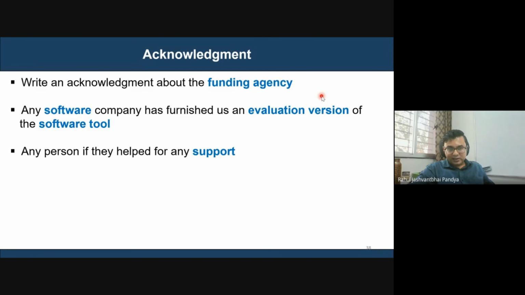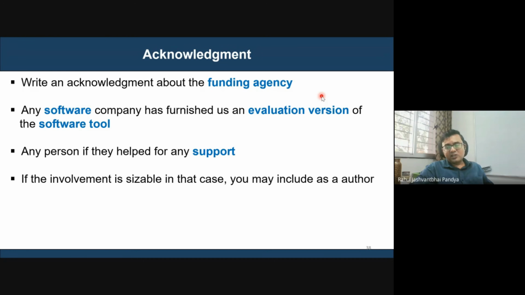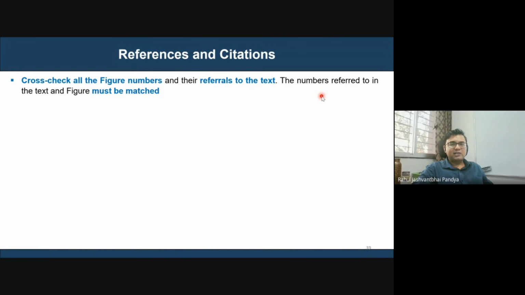If any person has helped or supported throughout the research work, and the work contribution is not sizable, I said the work contribution is not sizable. If it is sizable, they should be a co-author. If it's not sizable, then we can put them in the acknowledgement. Let's say if someone has given access to a lab computer, or maybe an experimental setup for a while, then we can put those people in the acknowledgement and give them something. If that contribution is sizable, they must be a co-author, right? Otherwise, it goes in as an unethical practice, right?